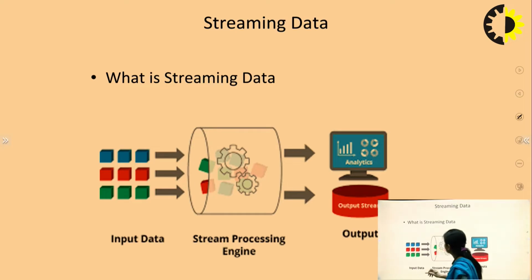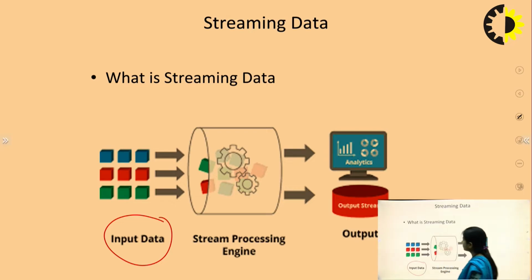Here we see input data, input data that is there in many formats. Fine. Then there is a stream processing engine which is processing the streams on a real-time basis, and here we have some analytics algorithms working, and then we are getting the output. The output streams are there, right? So that is how the data streaming is getting done.